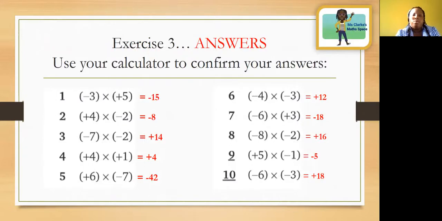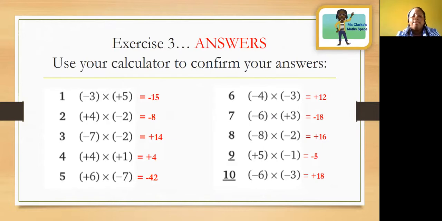So question 1 was already done, so let's move on to question 2. We have positive 4 multiplied by negative 2. A positive by a negative is a negative, and 4 multiplied by 2 is 8. So our answer will be negative 8.